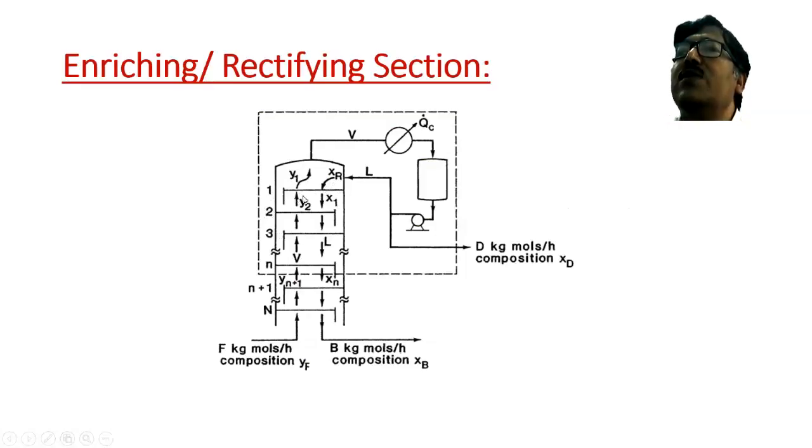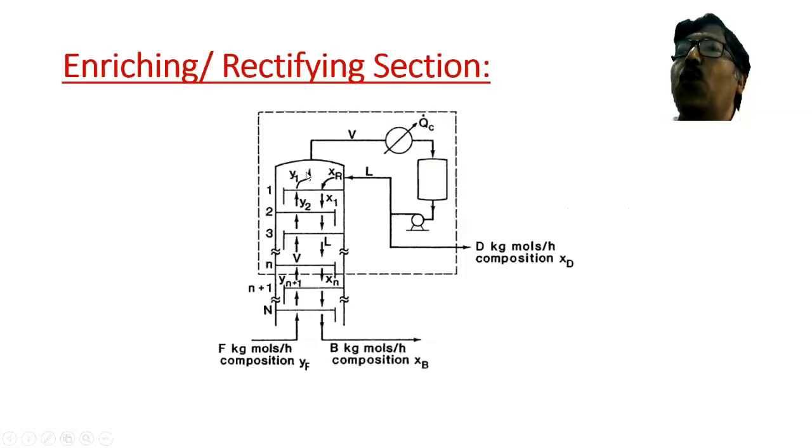This one is liquid and this one is vapor. And two streams are going out. This is vapor and this is liquid. So stream compositions are given based on the tray from which they are leaving. This particular vapor is leaving plate number 1.